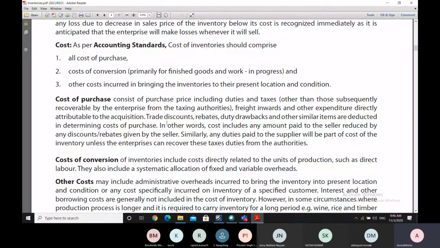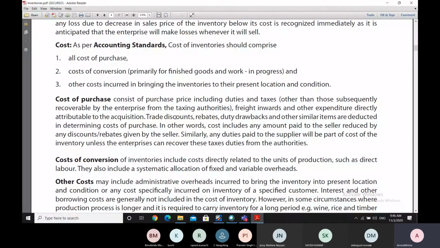Therefore, trade discounts, rebates, duty drawbacks and other similar items will be deducted in determining the cost of purchase, because the trade discount is given to that person, so that for him the cost is not before the trade discount but after the trade discount. Similarly, duty drawbacks, rebates, etc. are also reduced to find out the cost of purchase.